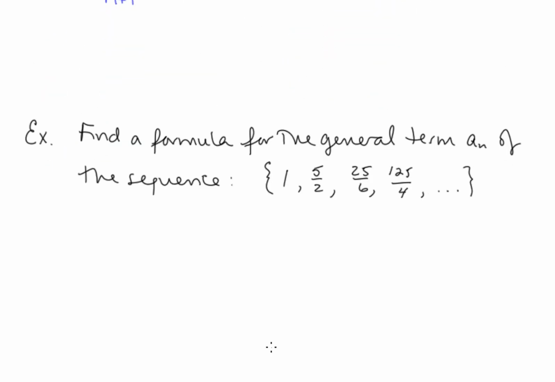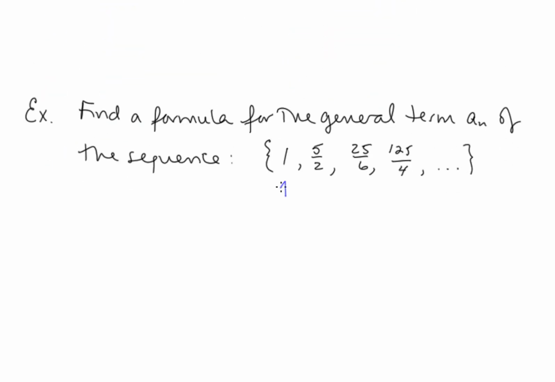Let's take a look at another one. Again, this is n equals 1, n equals 2, n equals 3, n equals 4. Now let's see what we have here. The first thing I notice is that in our numerators, we have powers of 5. This is 5 to the first, 5 to the second, 5 to the third.